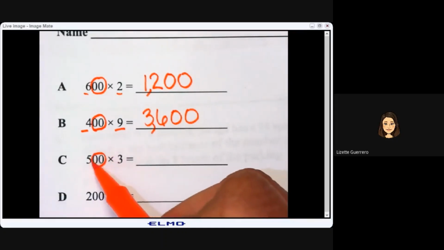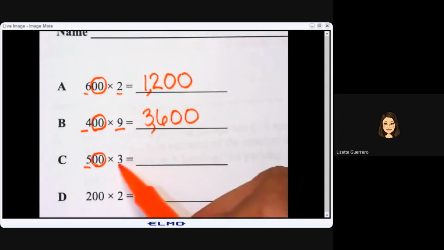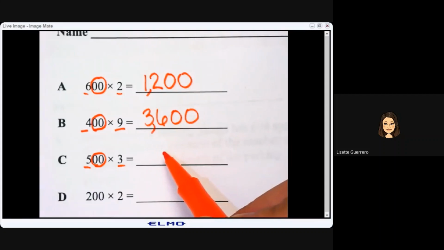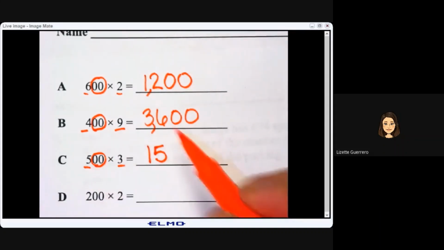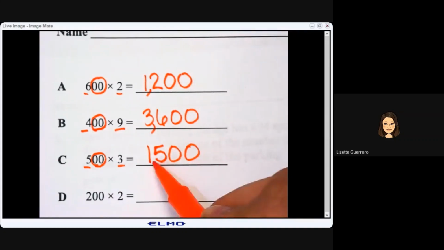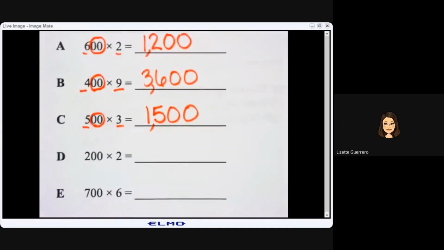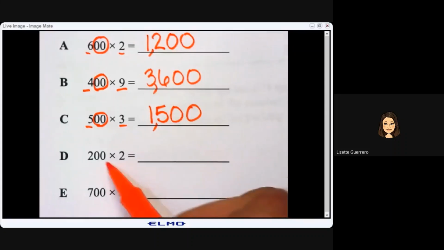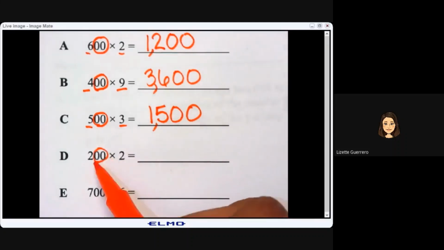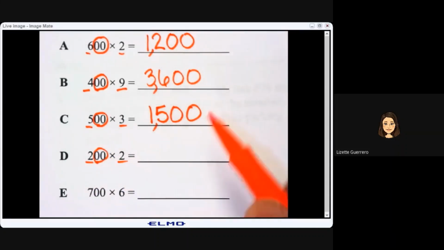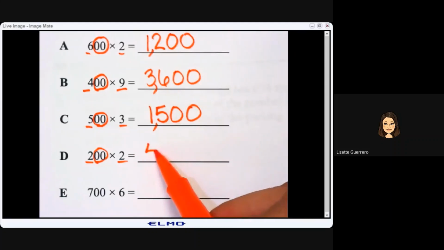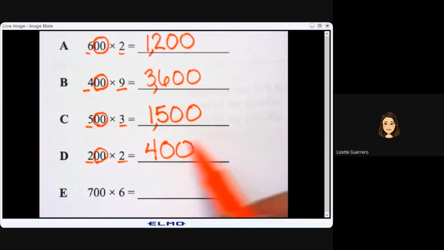Circle your trailing zeros. Multiply 5 times 3. 5, 10, 15. Attach your trailing zeros. 1,500. Letter D, circle your trailing zeros. Multiply your two factors. 2 times 2 is 4. Attach your trailing zeros. 400.